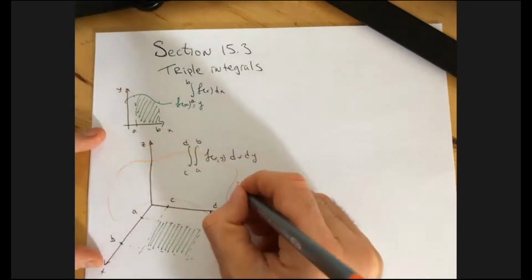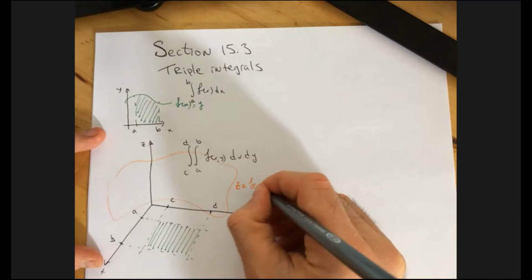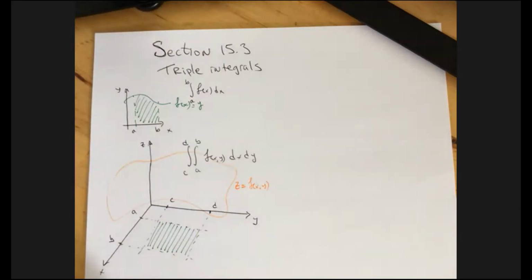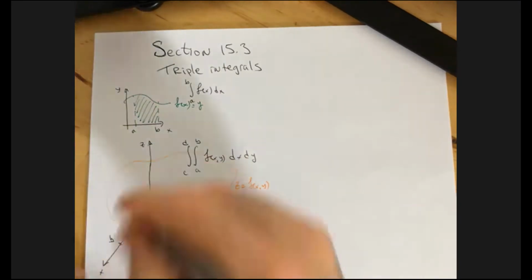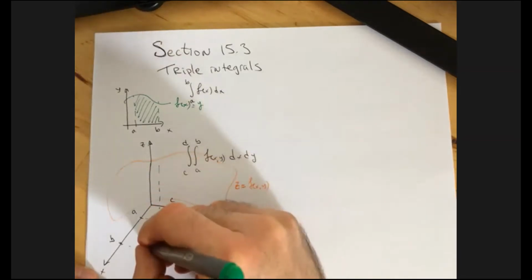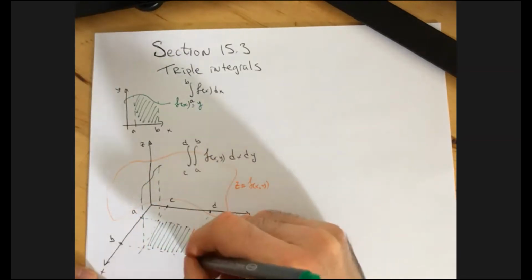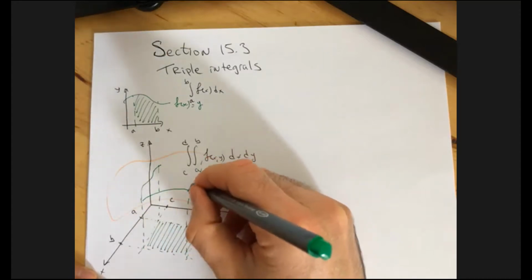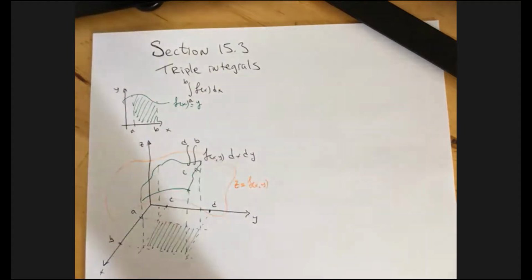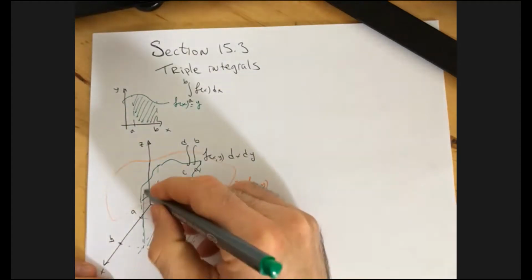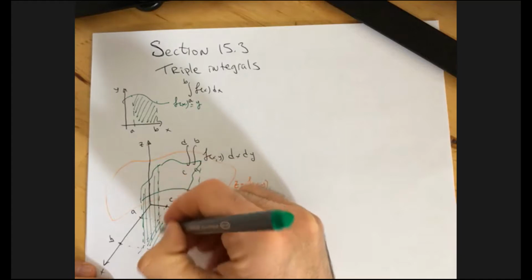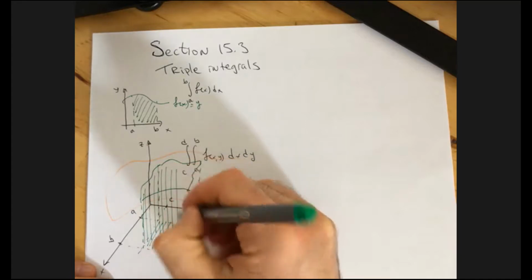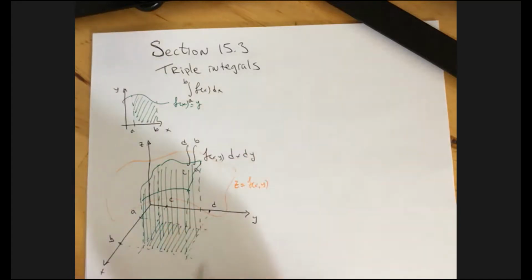So let's say that this is z is equal to f of x, y, right? It's going to be a three-dimensional surface. So this gives you the volume below this surface and above the rectangular region, or any region in the xy plane. Okay, and then we move on to the triple integral.